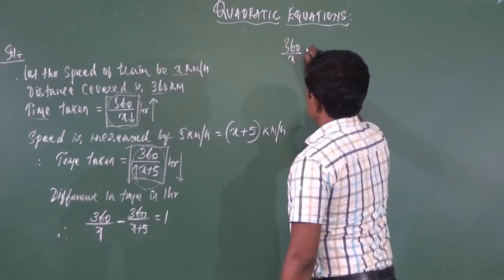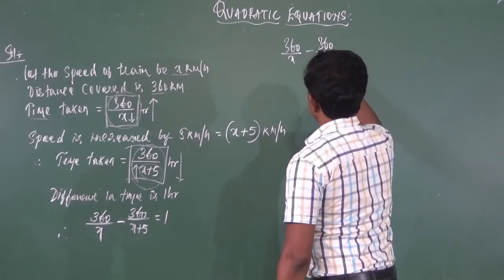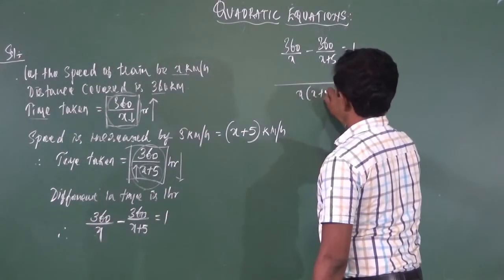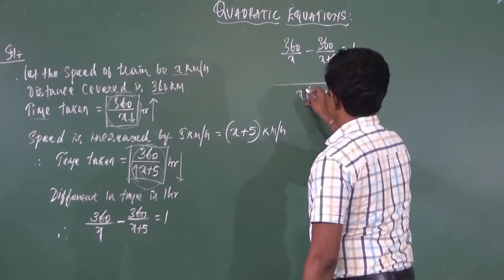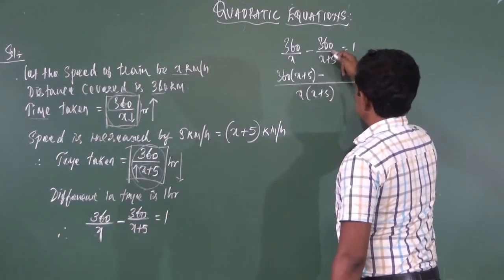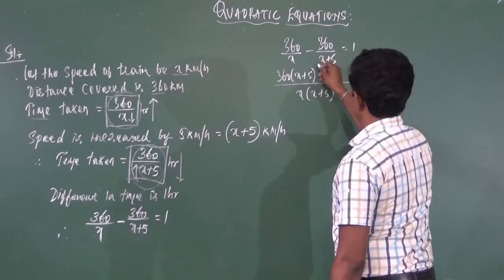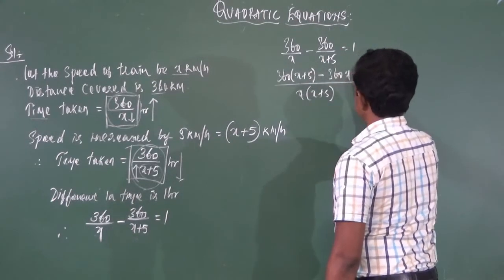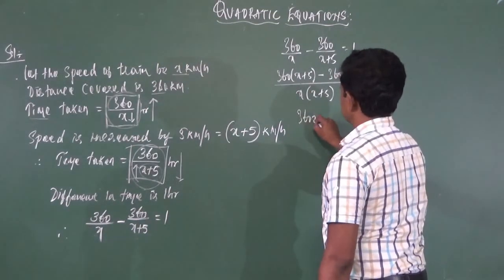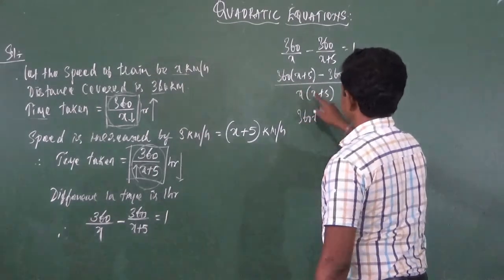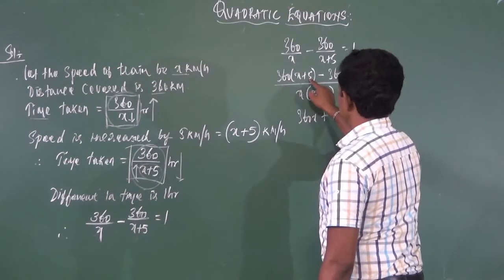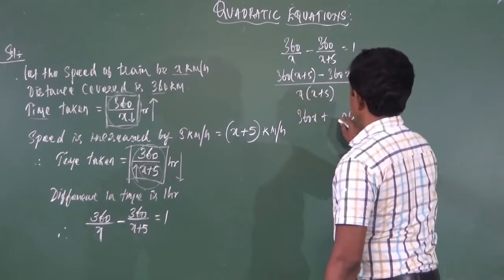360 by x minus 360 by x plus 5 is equal to 1. Take the LCM for x and x plus 5, so it becomes x into x plus 5. 360 by x into this, x and x cancel, so 360 into x plus 5, minus 360 by x plus 5 into this, x plus 5 cancels, so I am left with 360x, is equal to 1. 360 into x is 360x plus 360 into 5. 5 zeros are 0, 5 sixes are 30, 5 threes are 15, 16, 17, 18, 1800.